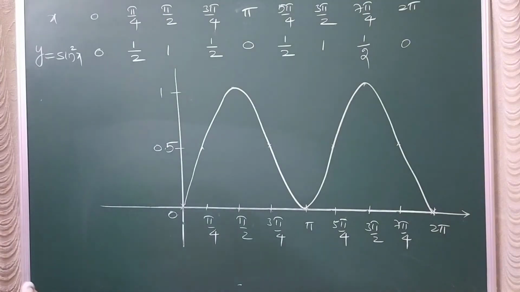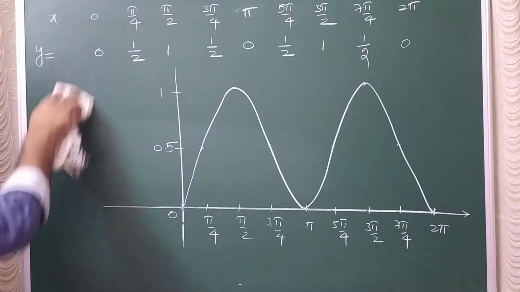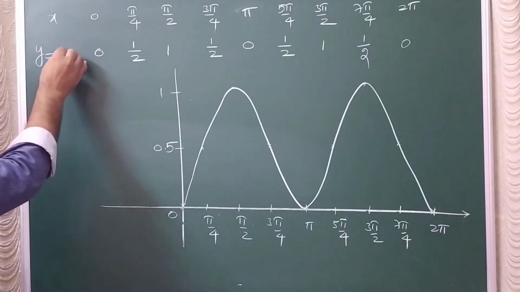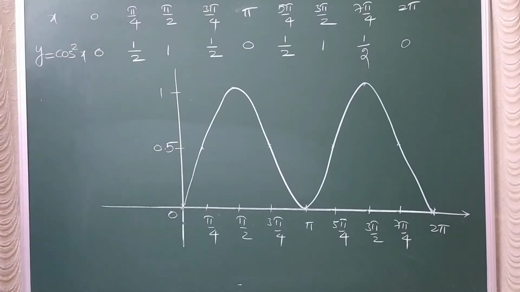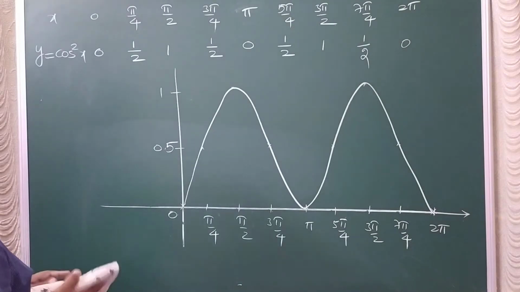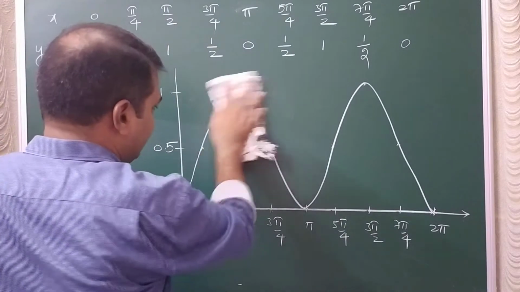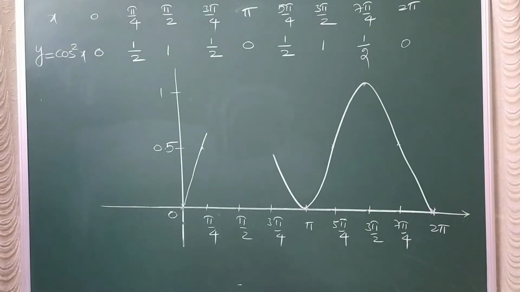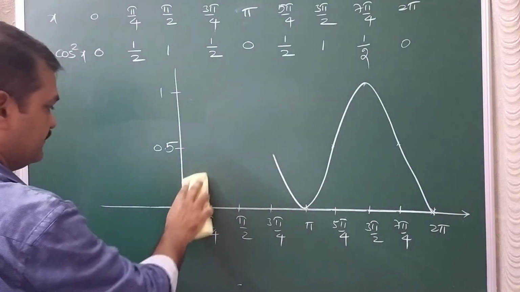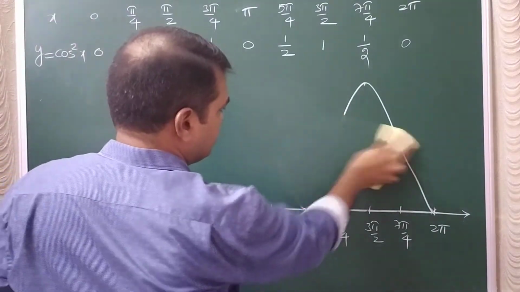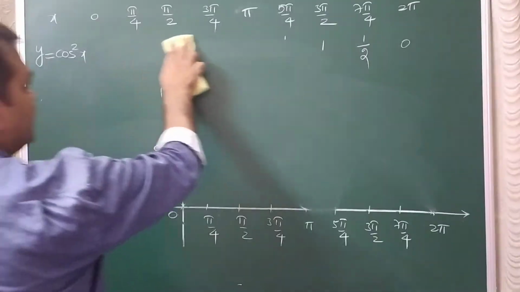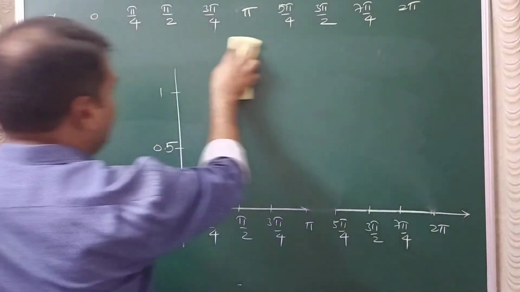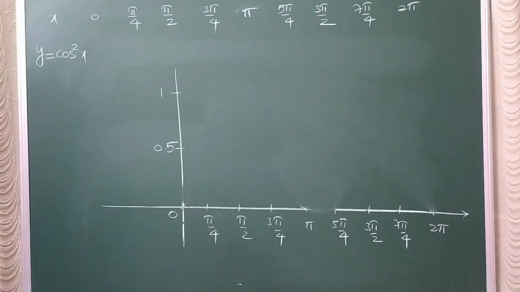Now for example, instead of sine square x, if I have y is equal to cos square x, for the same interval. Okay, so I will change the graph also now. So y is equal to cos square x.